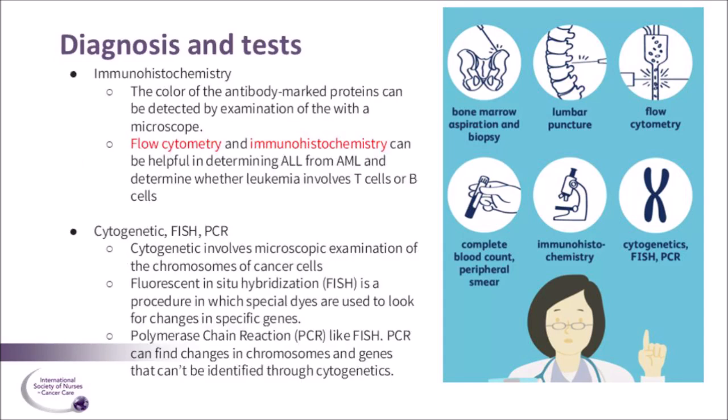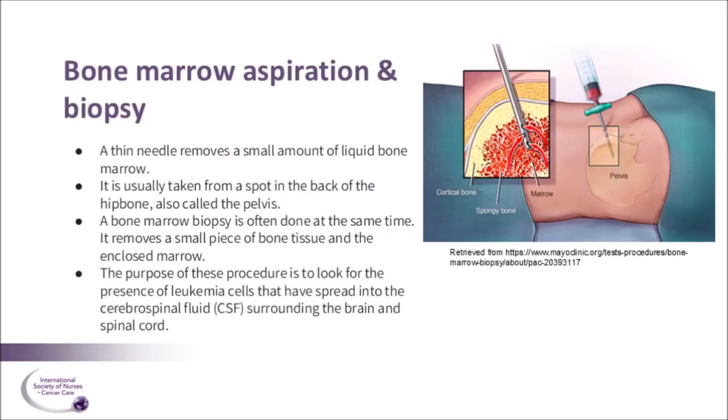Further diagnostic tests include immunohistochemistry to identify antibody-marked proteins, flow cytometry to determine cell types, cytogenetics to examine chromosomes, and PCR to find changes in genes. These tests help in understanding the specific type of leukemia.